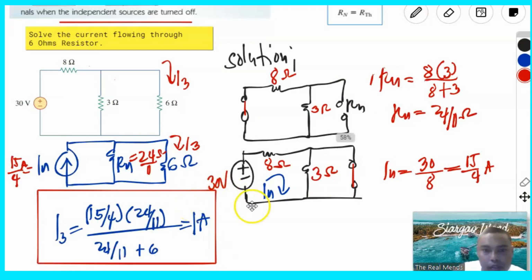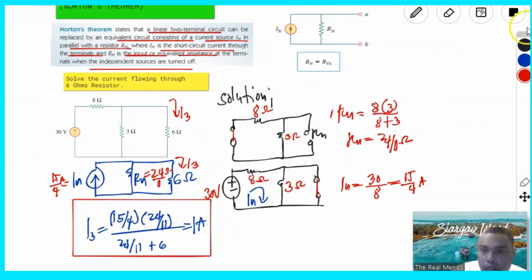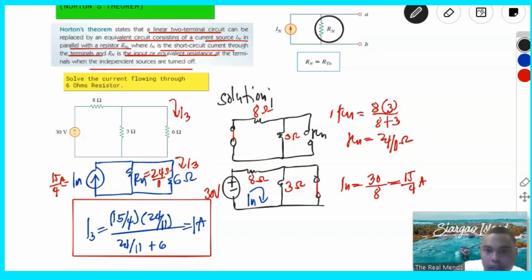using Norton's theorem. So first, draw the Norton's equivalent circuit, this one, and after that, look for the value of RN, and then look for the value of IN, Norton's current. Then after assigning the values, you can use the current divider theorem.